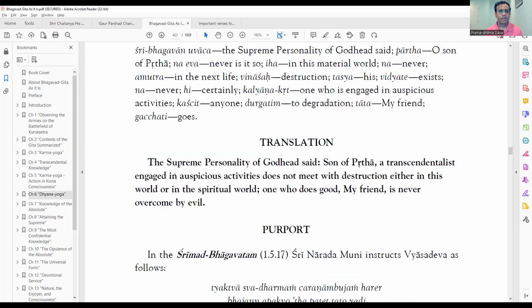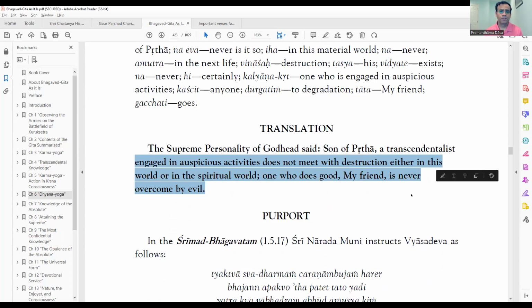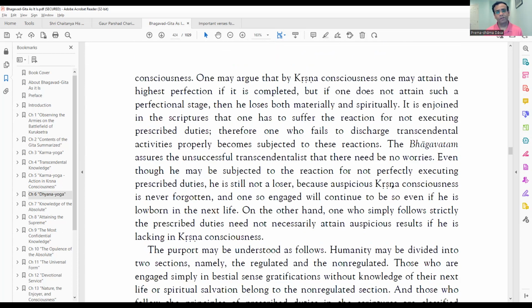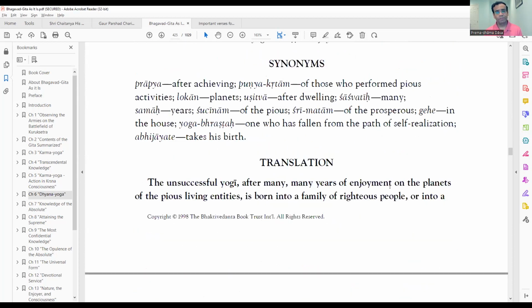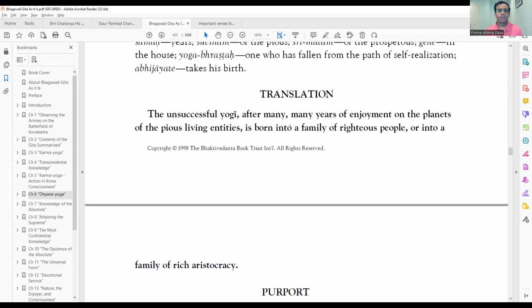He says, a person engaged in auspicious activities does not meet with destruction either in this world or in the spiritual world. The person begins from wherever he or she is left. Let's say you complete 50%, you start from 51 in the next life. And what happens? Krishna will give these two paths. What happens to those people?